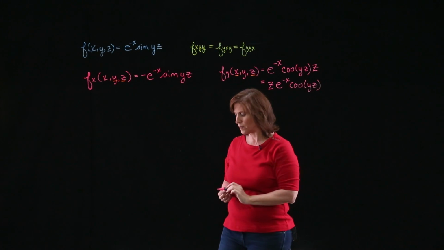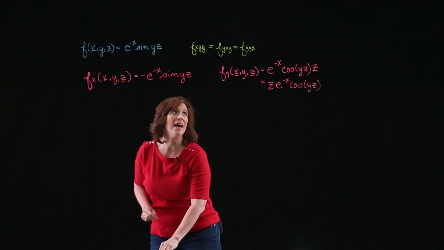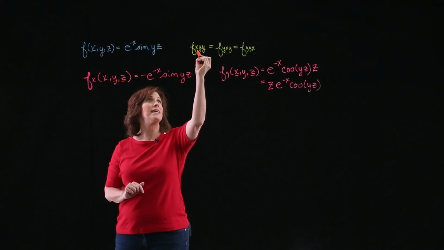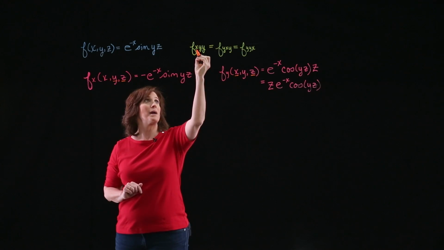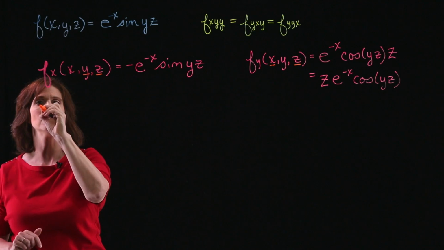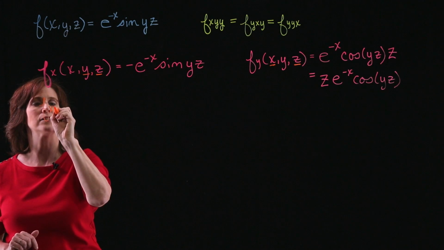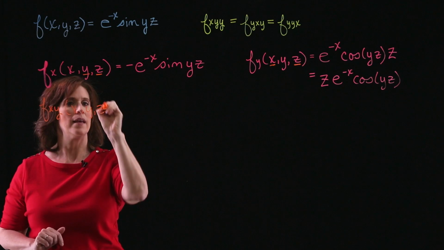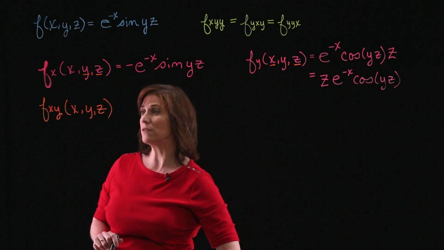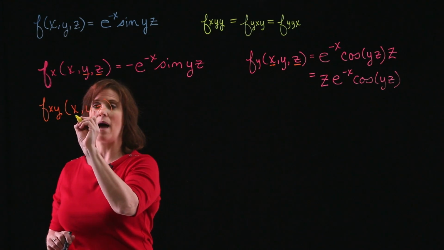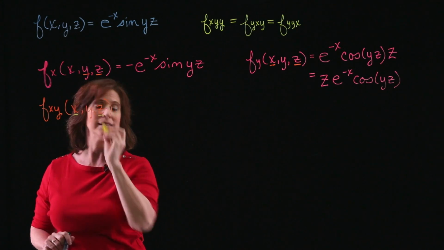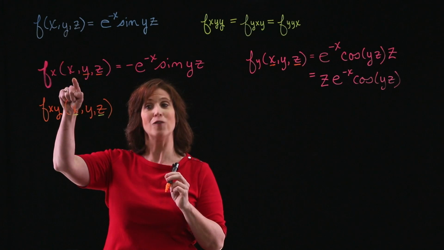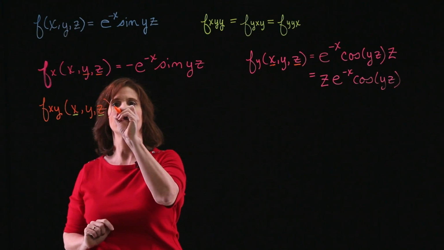So this partial is going to be z e to the minus x cosine of yz. Okay, now let's go ahead and look at a second partial. For this first piece, I know I need to take the derivative with respect to x, but then with respect to y. So let's look at the mixed partial fxy of f(x, y, z). And when I do this, because I'll be differentiating with respect to y, I want to treat x and z as if they're constants. So I'll be taking the derivative of my first partial with respect to y.